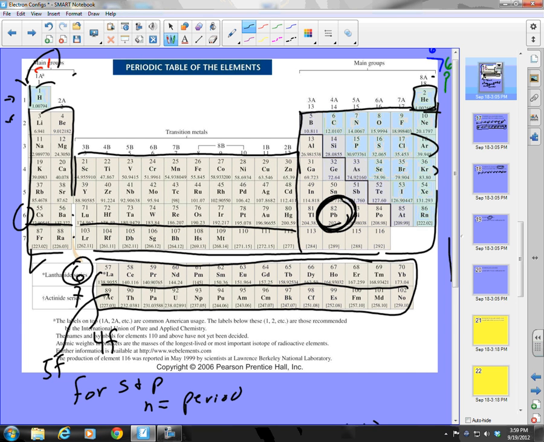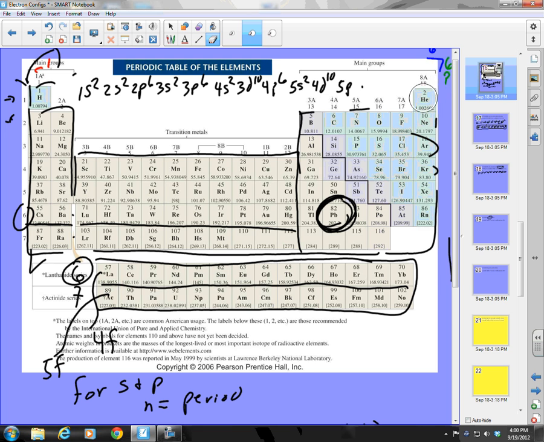Lead. It's in what period? 6. That means it's going to end as a 6P what? 6P1, 6P2. So it ends as a 6P2. Where does it begin? It begins way over here with hydrogen. 1s2, and then 2s2, and then 2p6, and then 3s2, and then 3p6, and then 4s2, and what comes after 4s? 3d10, and then 4p6, and then 5s2, and then 4d10, and then 5p.